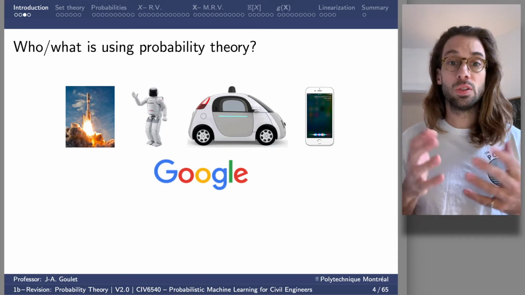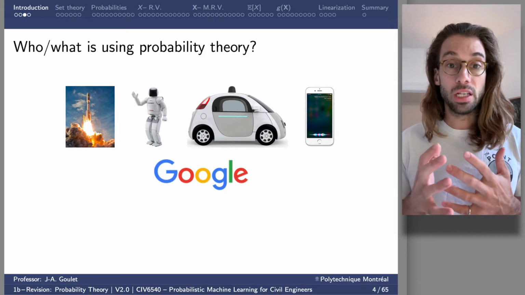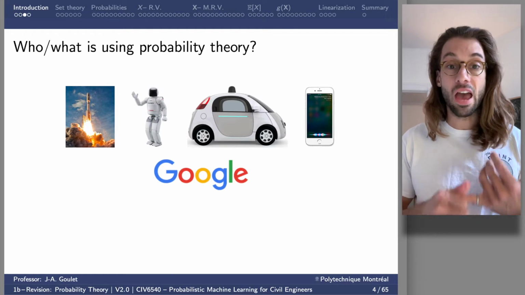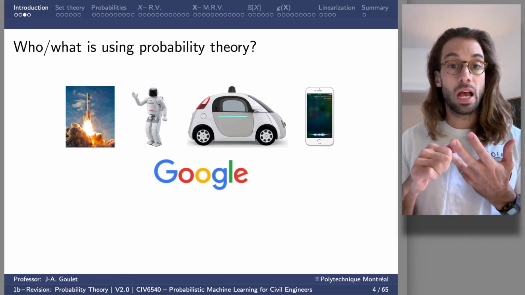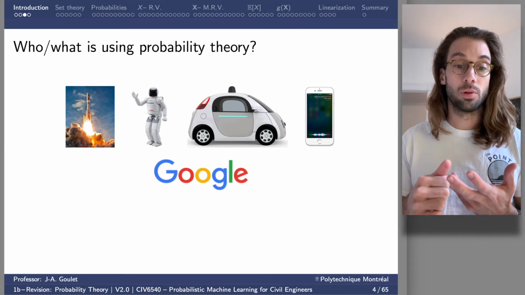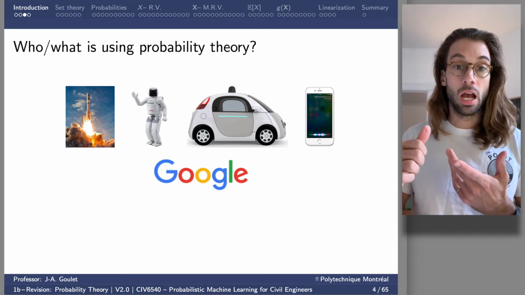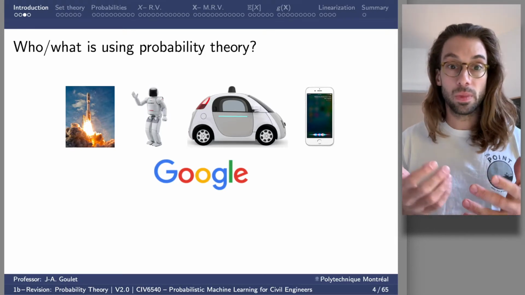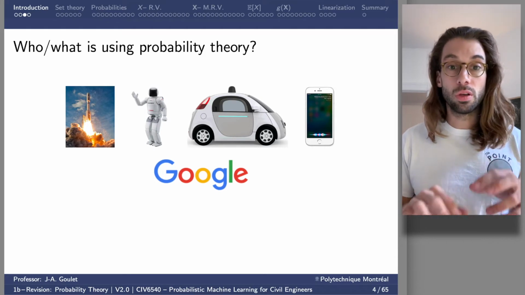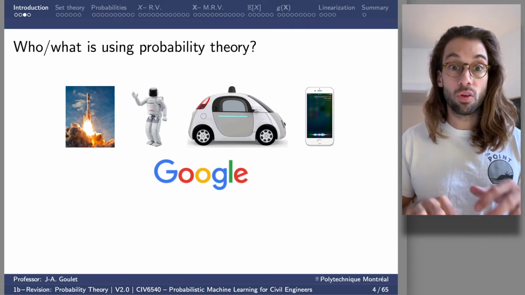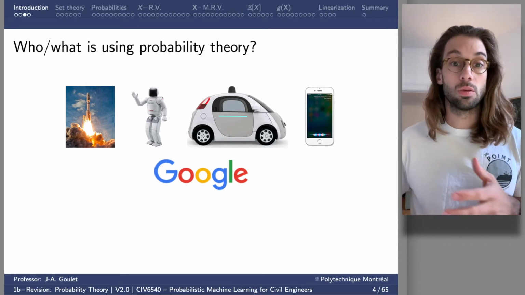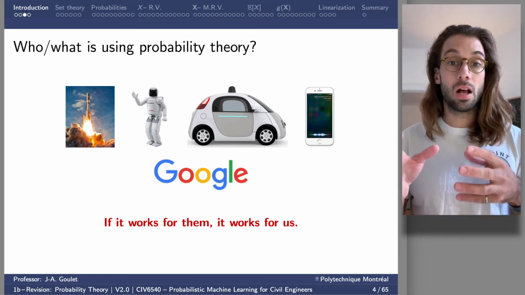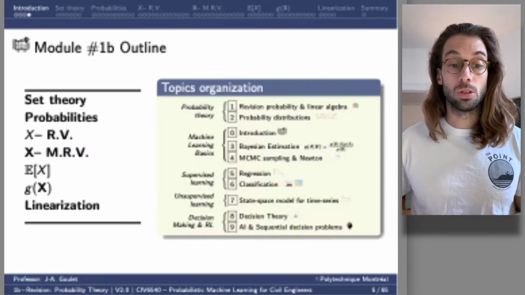So who or what is using probability theory? Actually, we have so many applications of probability theory in our everyday life. For instance, if you want to launch a rocket, this heavily relies on probability theory. Whatever has to do with controls and robotics relies on probability theory. Autonomous cars, voice assistants that can recognize when you're speaking to your phone, this heavily relies on probability theory. If you do a query on Google, it finishes your query before you finish typing it. This also relies on probability theory. So if it works for all those everyday life applications, it is also going to work for our engineering applications.